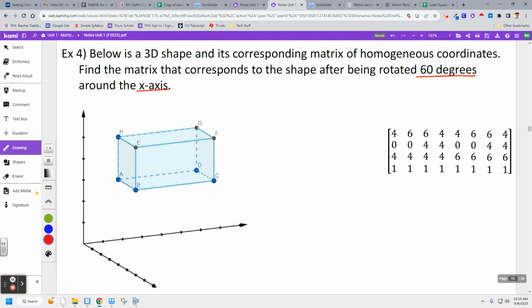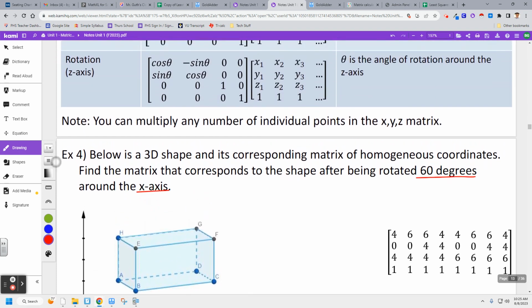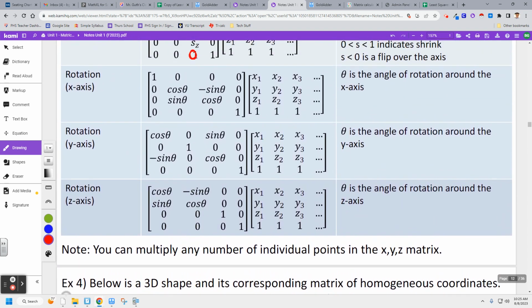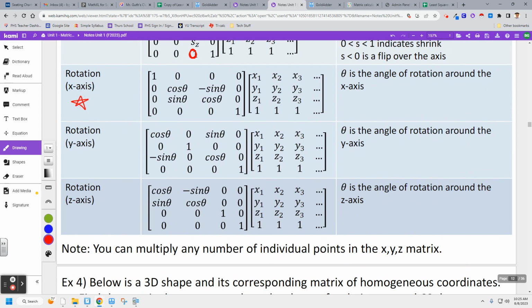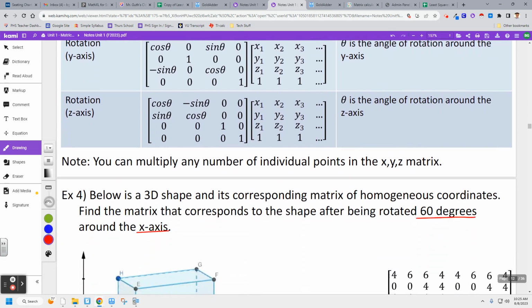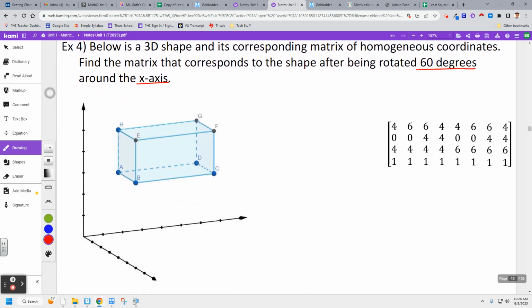Okay, so what I would do is I would go to your reference on the previous page and find the one that's talking about rotating it around the x-axis. That's this one. So this is your T matrix that you're going to need. Okay, that's your basic form, but we're talking about 60 degrees, so we're going to need to put a 60 degrees in there. A lot of ones and zeros, so that's good, that's easy, but the cosine 60 and the sine 60, that's what's going to be kind of difficult.